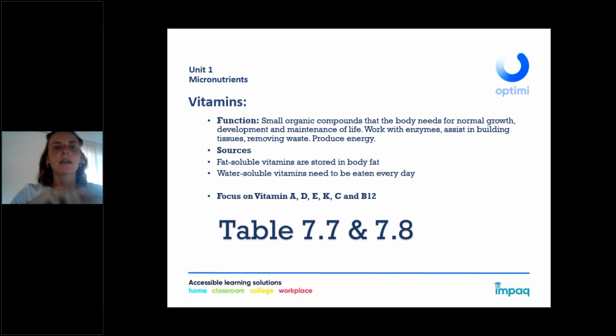So minerals and vitamins are a lot. You need to know the function and you need to know the source of it. And you need to make sure that you know what type, so what classification it falls under. Is it a vitamin? Is it a mineral? Is it a macro or micro mineral? Is it a fat-soluble or water-soluble vitamin?